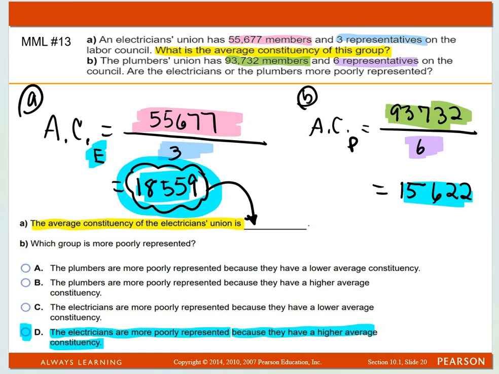So it's D. Because when you divide, once again, there's 3 representatives that deal with 55,677 electricians. That means each one of those members has to deal with 18,559 different electricians. You could have that many people coming and complaining at you because you're on the union. You know, you're the union representative for that group. So that's a lot of people to come griping at you. So anyway, that's 13, and that's my last example for section 10.1.